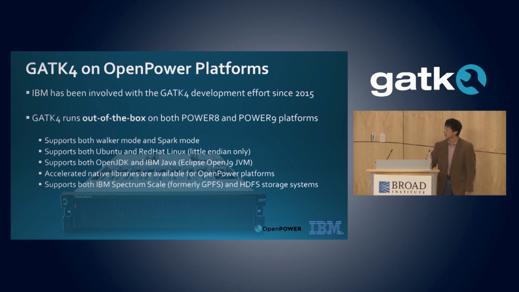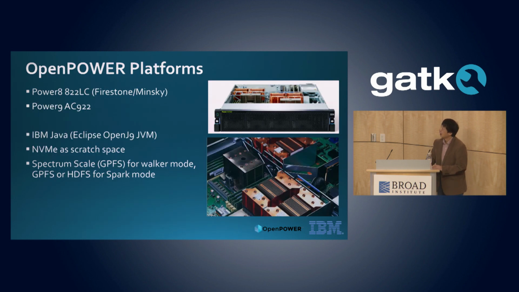For the storage side, we support IBM's own Spectrum Scale, which is formerly known as GPFS. If we run the Spark mode, then we support both GPFS as well as standard HDFS storage. For the recommended systems, we have a few lines of hardware. The Power 8 is the 822LC, usually called Firestone. We also have a more advanced version called Minsky. And IBM Power 9 was just released late last year, and more models will be available later this year.